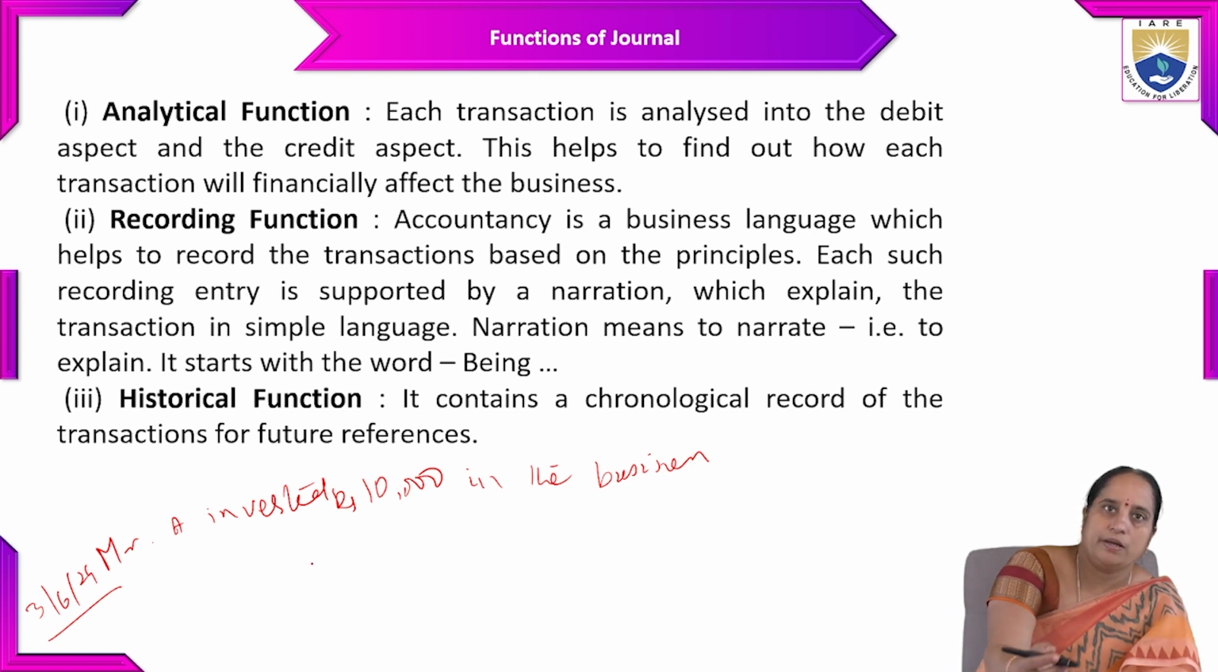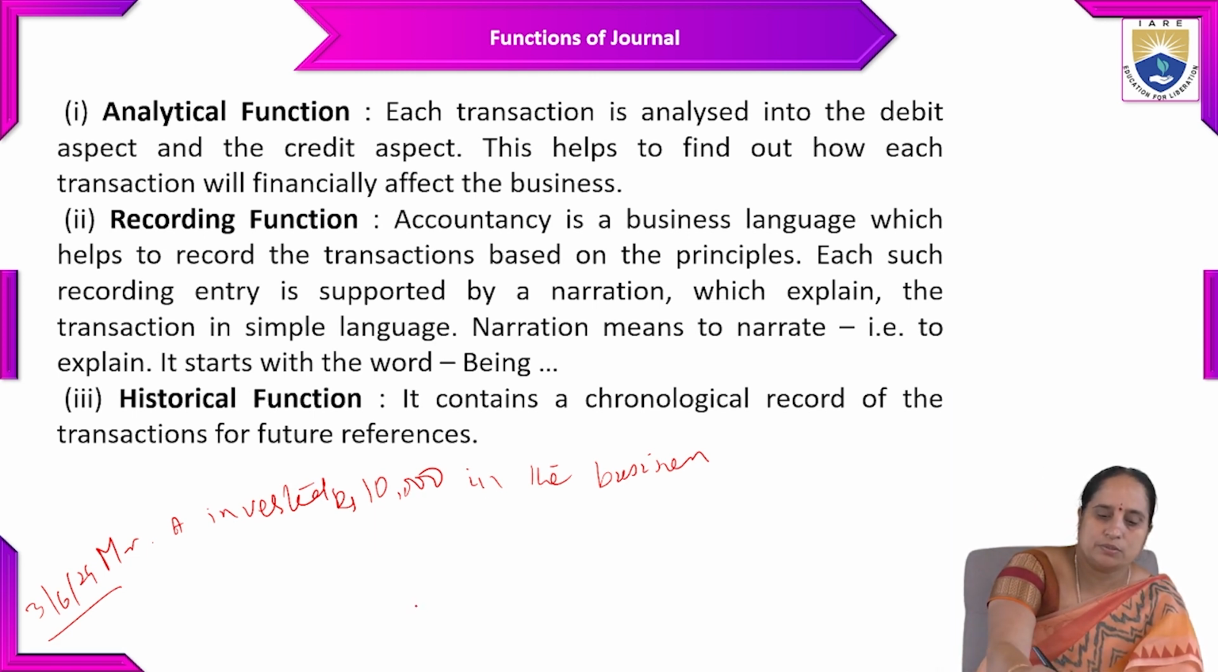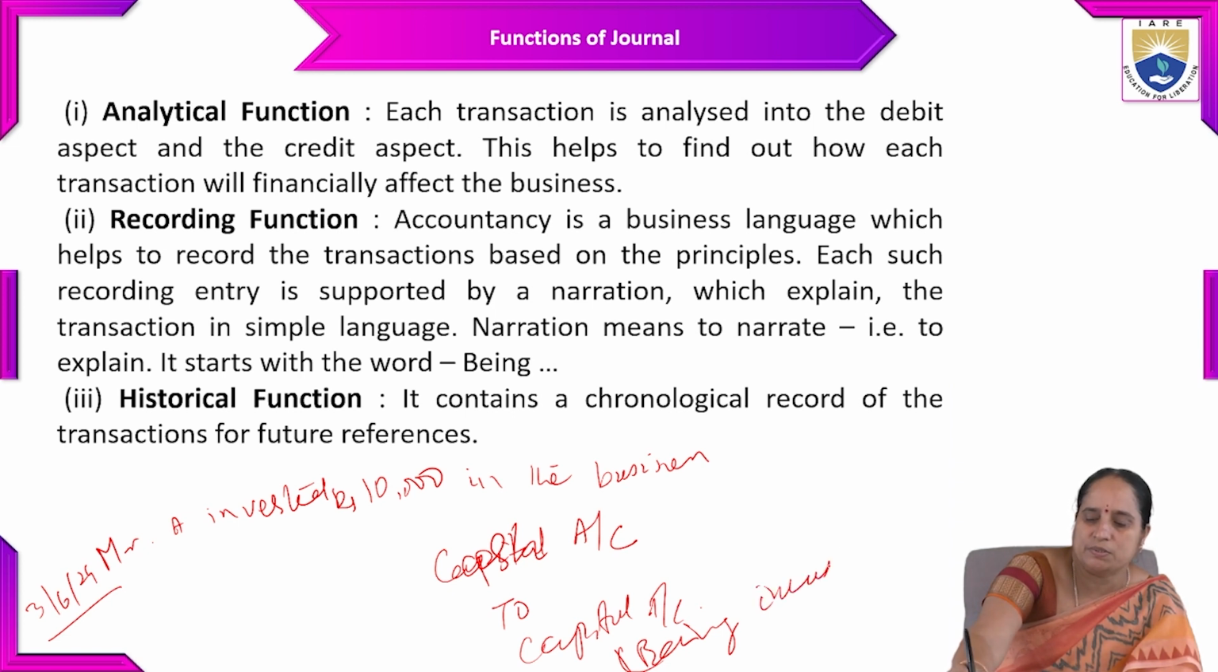journal, and also the original entry. So the same transaction, by using double entry bookkeeping system, we used to specify he invested in the business. So it means that cash account debit to capital account, he invested in the business in the form of cash. If you write like this, here we used to write the narration being invested in the business.